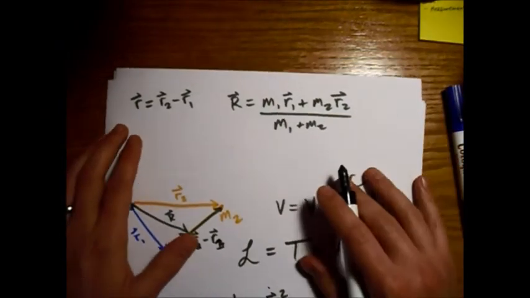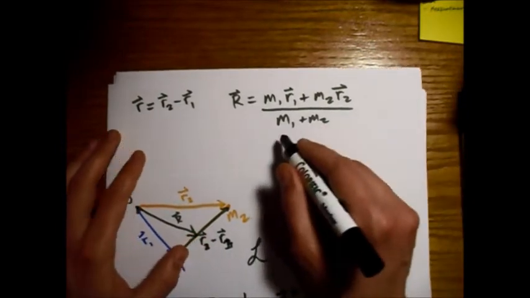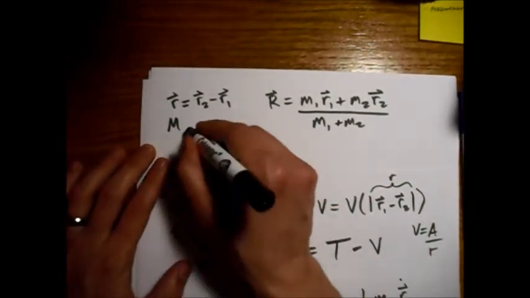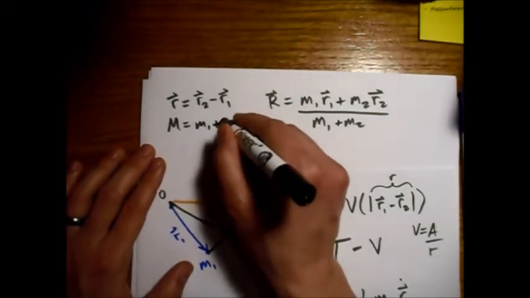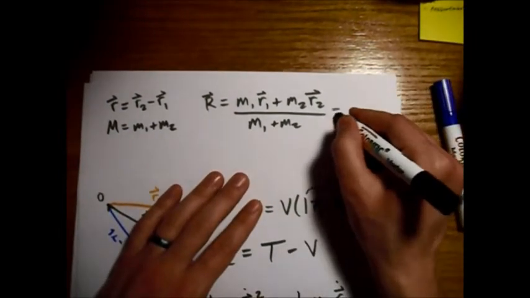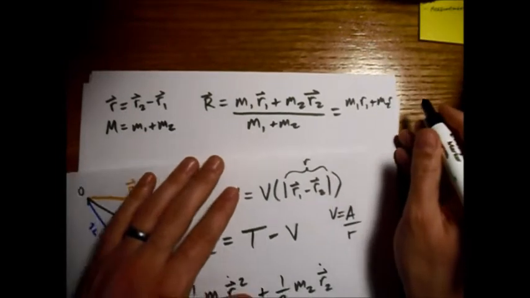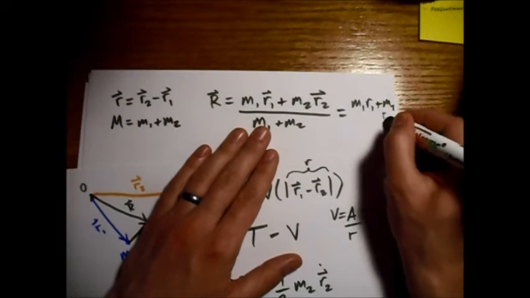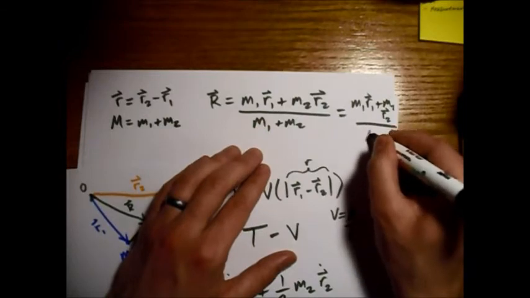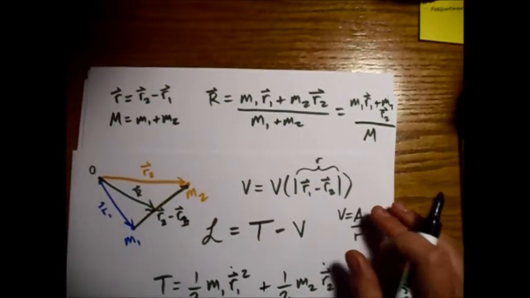All right, we're going to define this, we'll define it over here. We'll just call it a big M equals M1 plus M2, like that. So this is equal to M1 R1 plus M2 R2, you'll have to use your imagination on that one, I'm going off the paper. And then it's over big M. So the only change I made here is just plug in big M for this. All right.